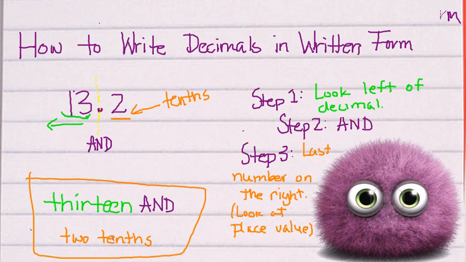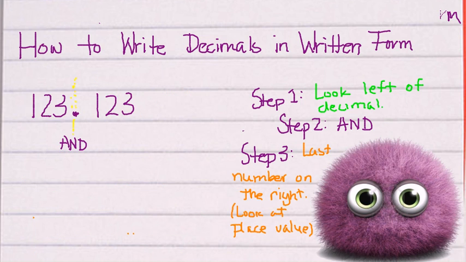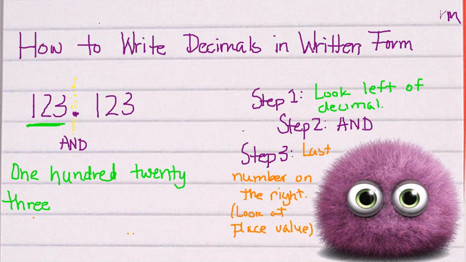All right, let's try this again, starting with 123.123. That's not how we read it. Again, step 1 is to start on the left of the decimal and simply read that number. That's 123, so I'm going to write 123. Now I've stopped. Remember, I'm going to put in my "and." That's step 2. Step 3 is to look at the last number on the right. That happens to be 3.